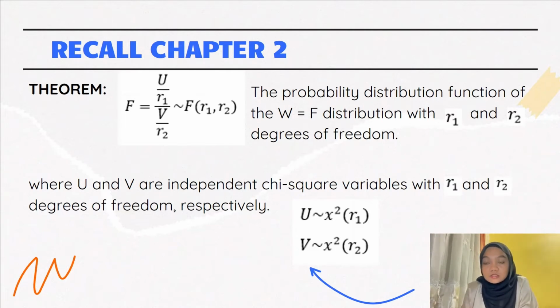Hi, my name is Anis Shuhada and I'll be continuing this presentation with chapter 2. As we know, in the theorem, F equals U over R1 divided by V over R2, which follows F with degrees of freedom R1 and R2. The probability distribution function of W is equal to the F distribution with R1 and R2 degrees of freedom, where U and V are independent chi-square variables with R1 and R2 degrees of freedom respectively. As we can see in the slide, U follows chi-square with R1 degrees of freedom, and V follows chi-square with R2 degrees of freedom.